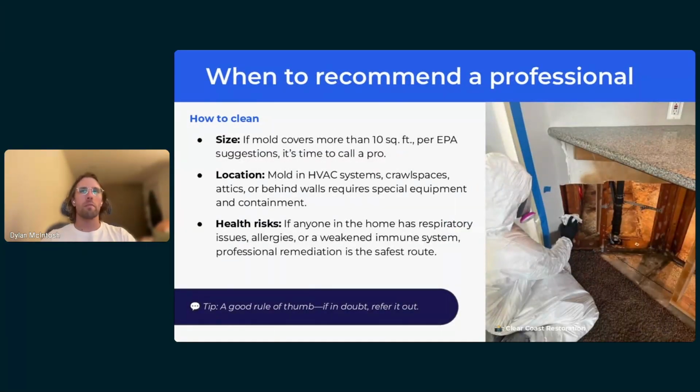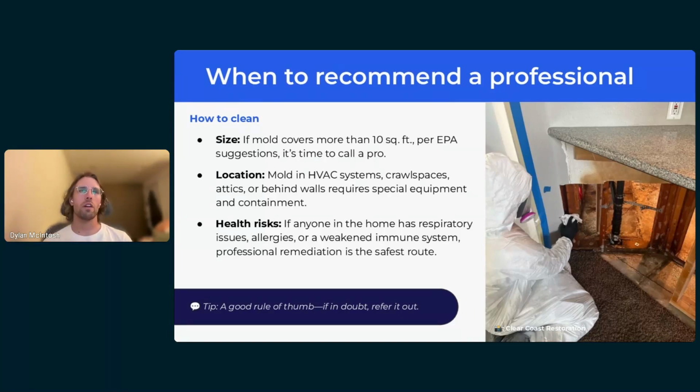So when would you recommend a professional? If it's larger than 10 square feet, that's where it's time to call a professional. And in some regulated states, there are carve-outs for homeowners, handymen or general contractors where they can only clean up to a certain amount. There's typically a carve-out for homeowners in general that they're able to do whatever they want, but general contractors or handymen are limited based on the size of the mold growth in those regulated states.